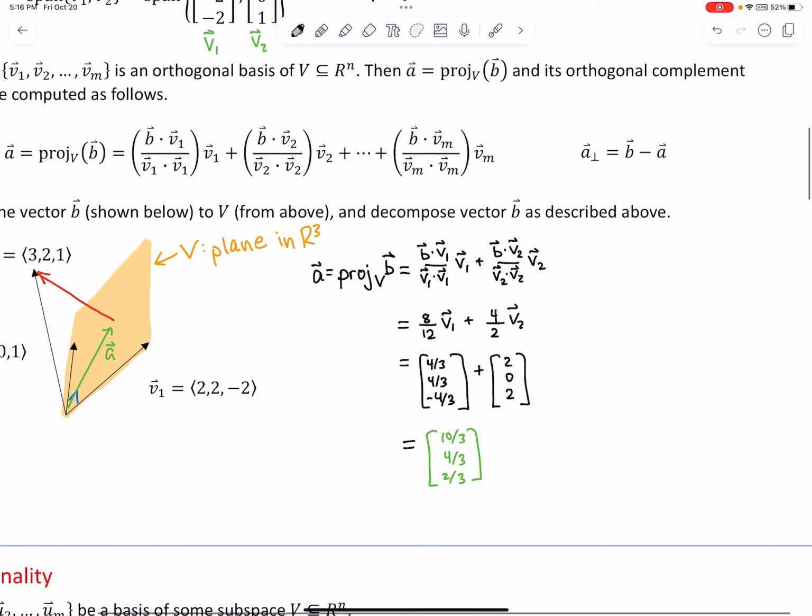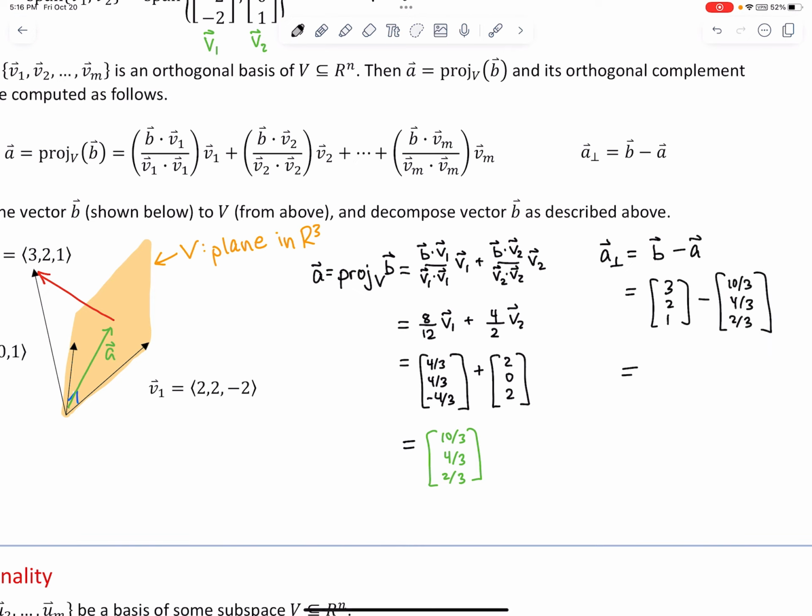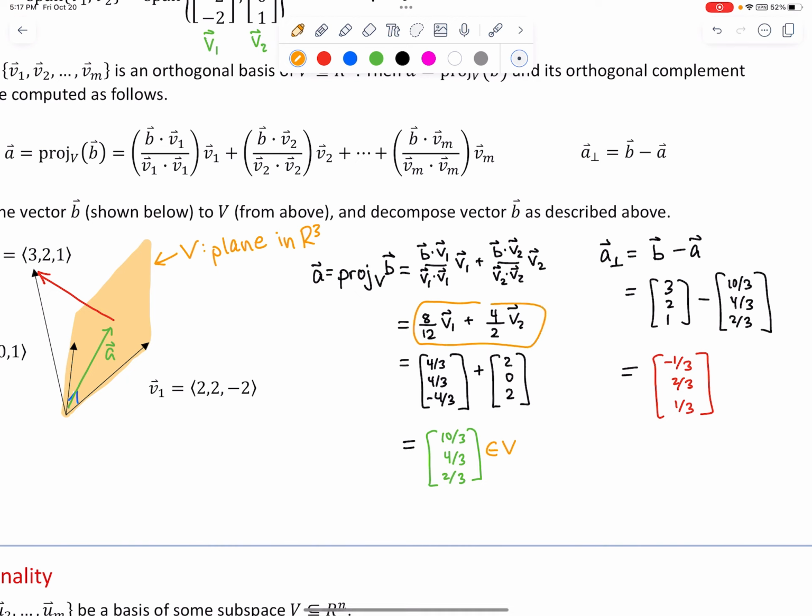Now we'll find the orthogonal complement. A orthogonal is equal to vector B minus the vector A that we just found, giving us 9/3 minus 10/3, so negative 1/3. 6/3 minus 4/3 is 2/3, and 1 minus 2/3 is 1/3. And this vector we just arrived at is the red vector in our image. Well, the green vector should be in our vector space because it was a linear combination of the two basis vectors, so it'll be on the plane, and then the red vector is orthogonal to it.